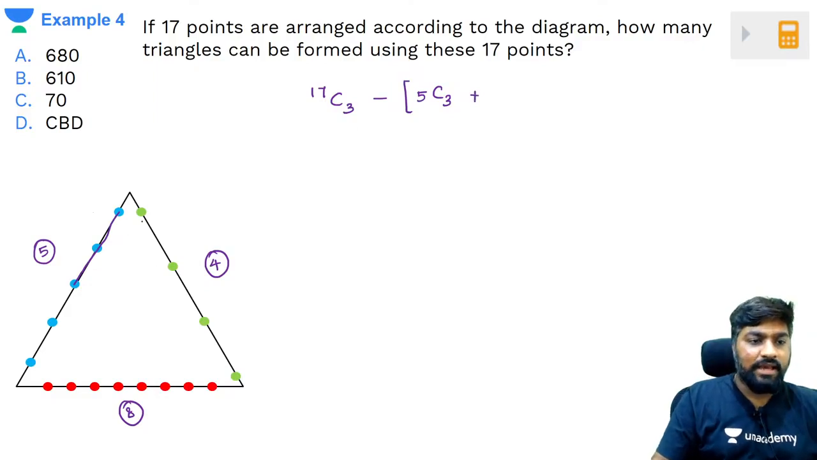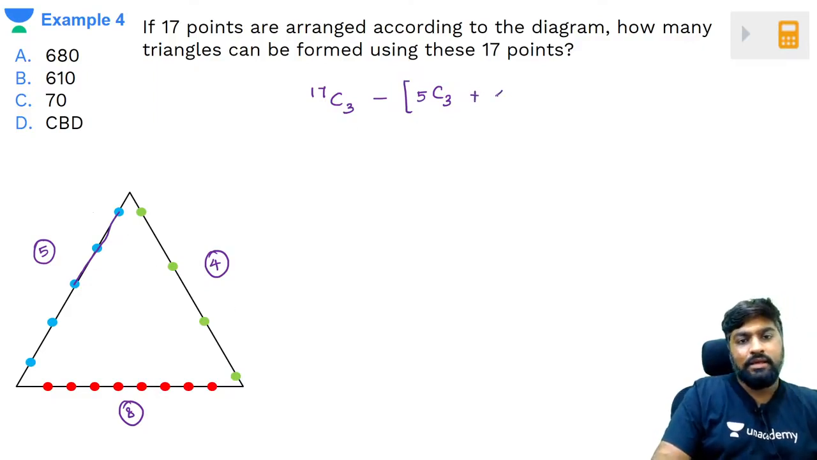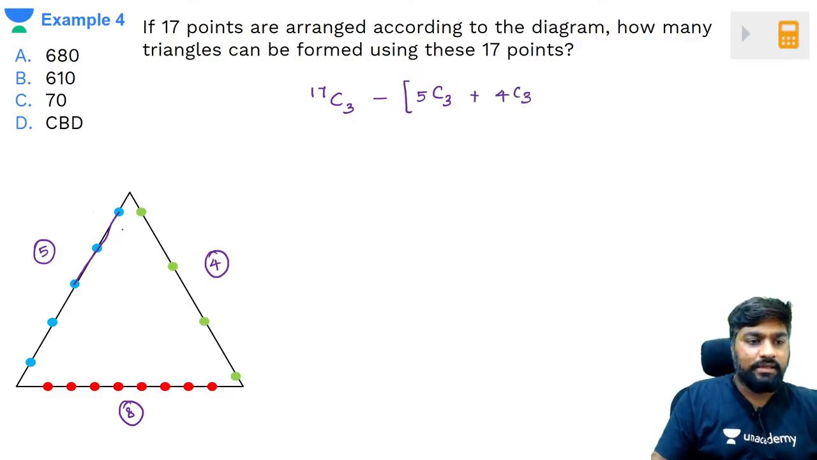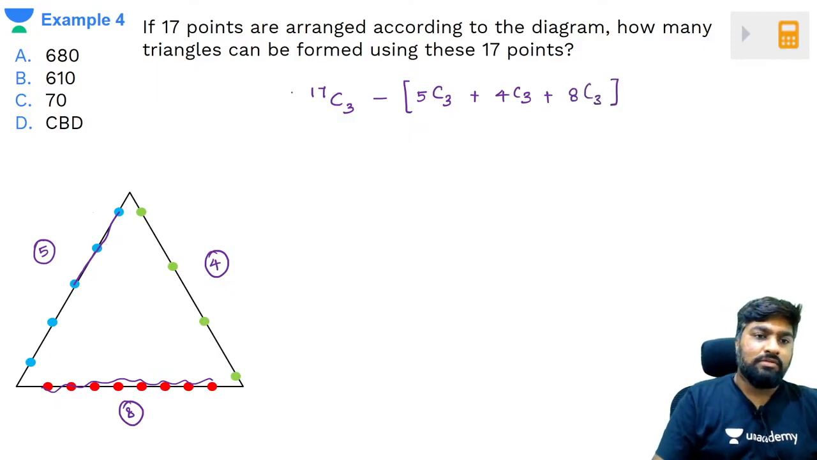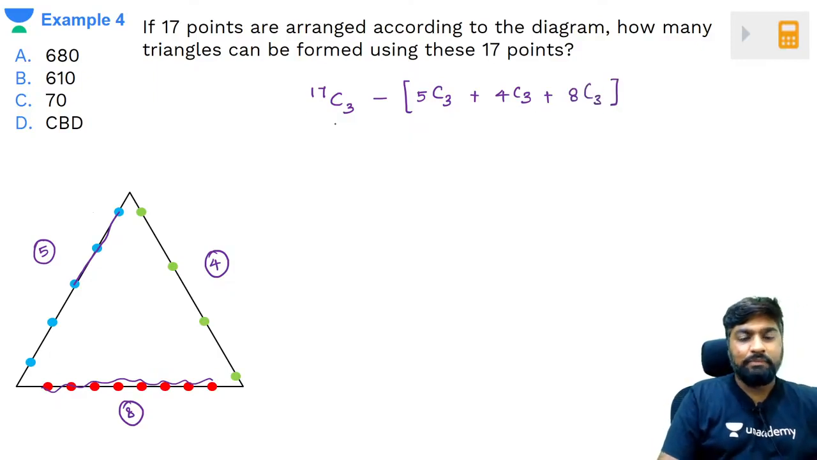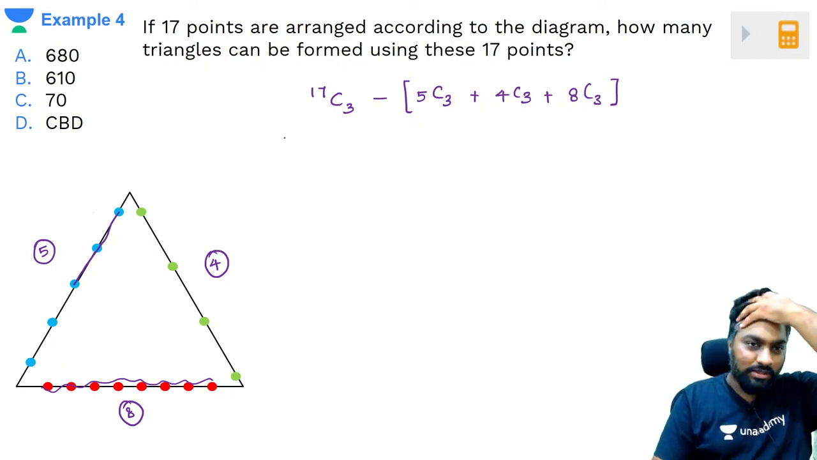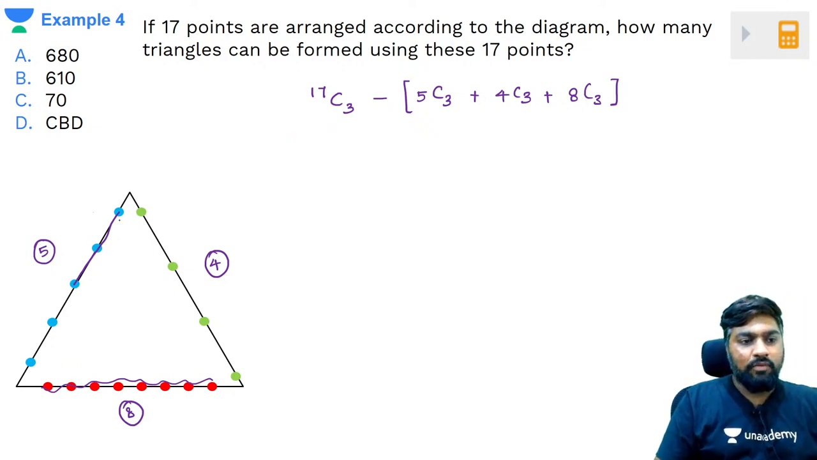Plus same way here, 4 points, so 4C3, anything that I can form through these will not be counted again. And anything that we can form through these 8, groups of 3 formed through these 8 points. So what do we have? We have a simple solution now. All we have to focus on is calculation. This way what will happen is we don't miss out on anything.